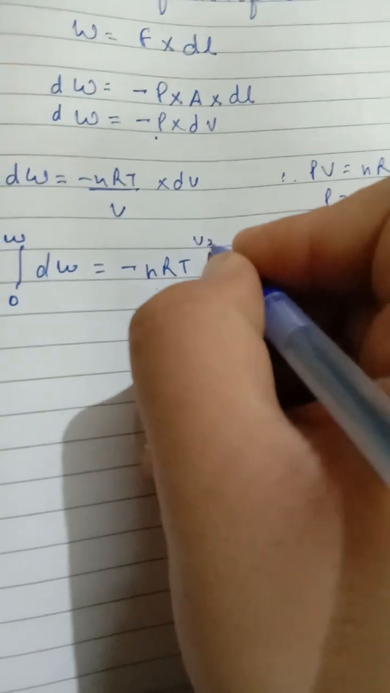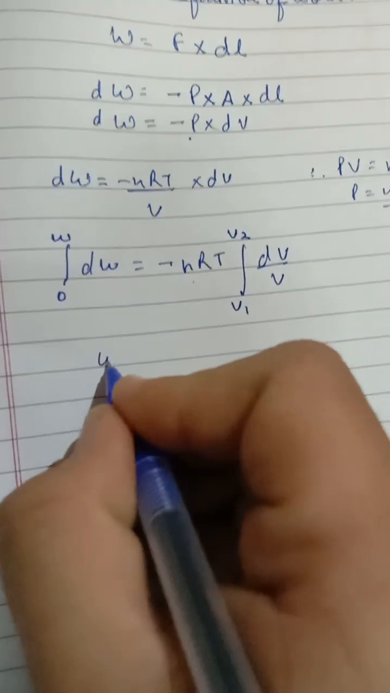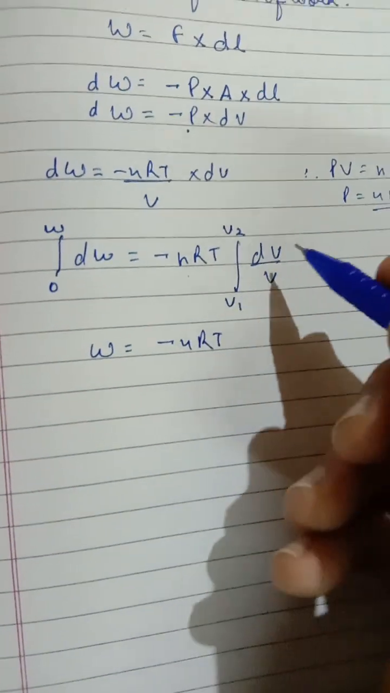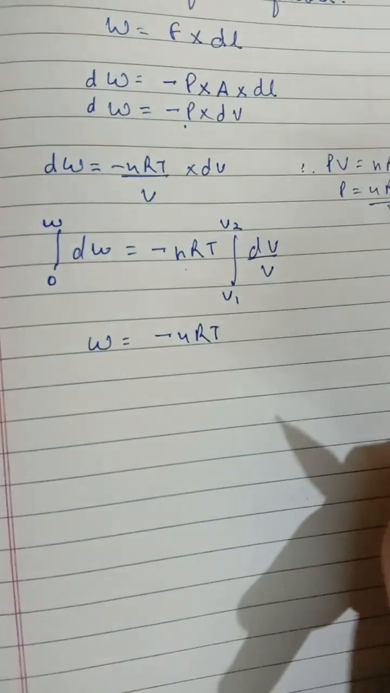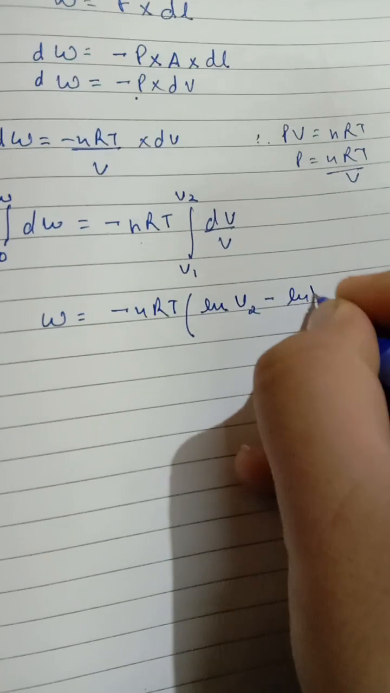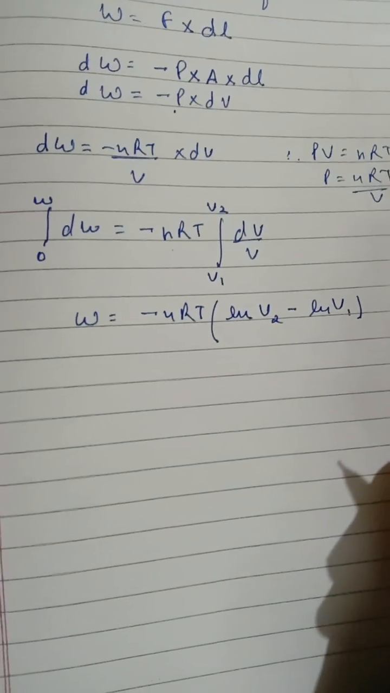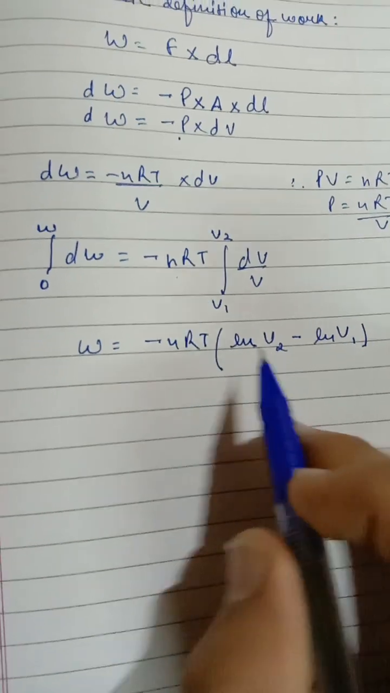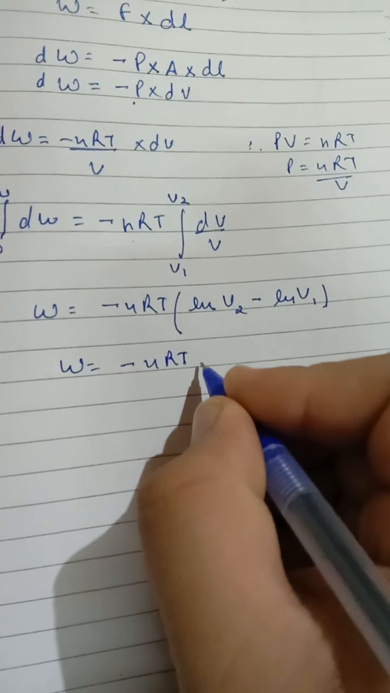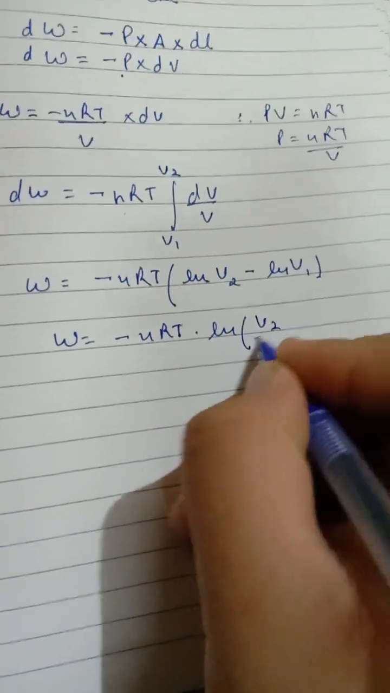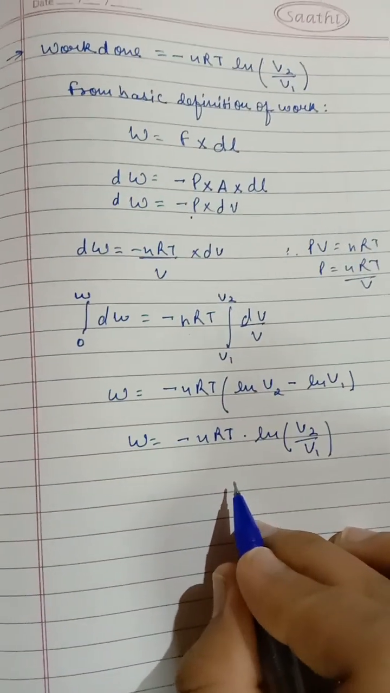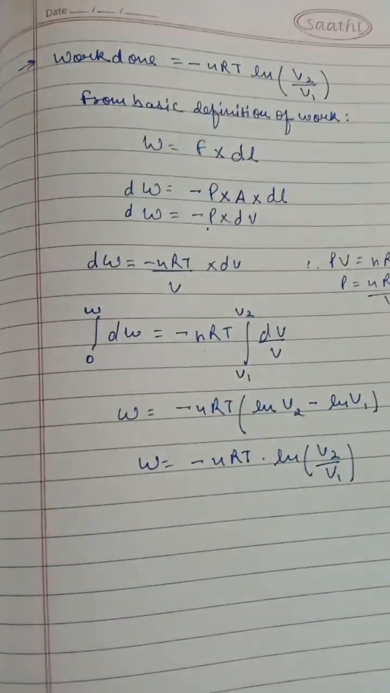From V1 to V2, this we know becomes work done equal to minus nRT, and this becomes ln x. The integral of dx upon x equal to ln x, so this becomes ln V2 minus ln V1. Using the properties of logarithms, we will write work done equal to minus nRT into ln V2 by V1. So there we proved that work done equal to minus nRT ln V2 by V1.